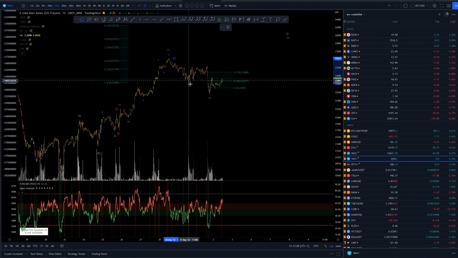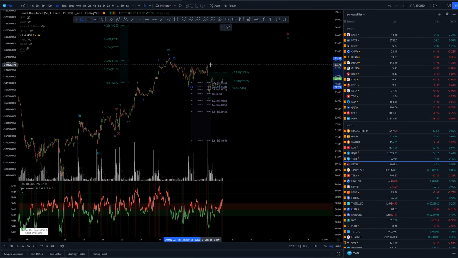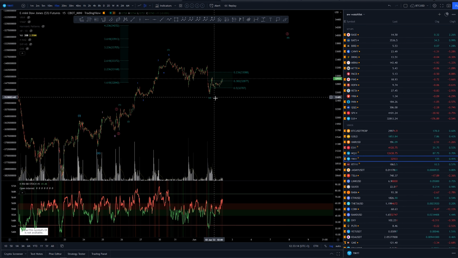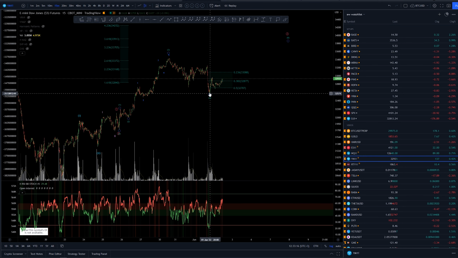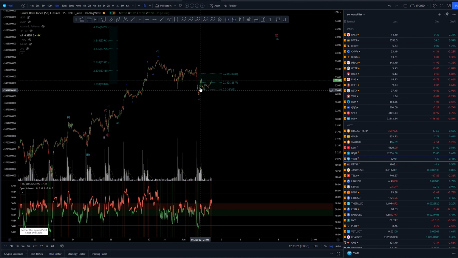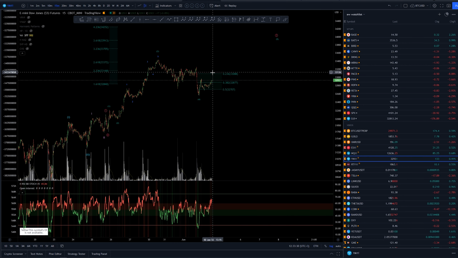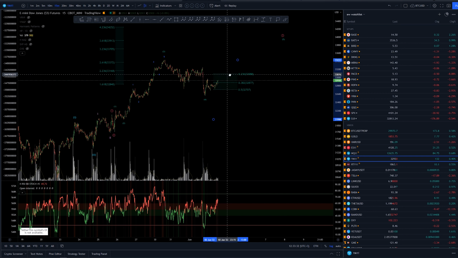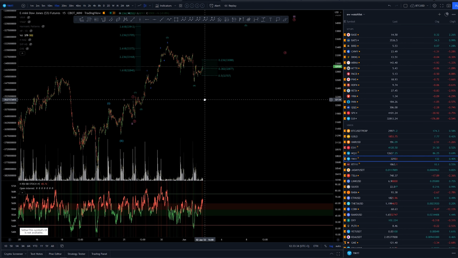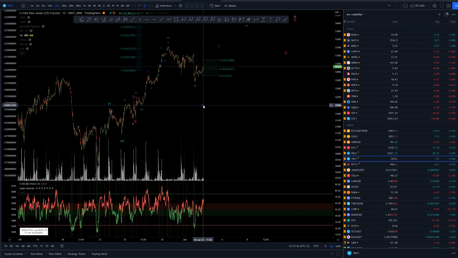Let's measure this thing here. 1-to-1 extension right onto the dot. So it definitely looks like a three-way move here. Could even be a zigzag if you want to label it as such. This could be some kind of leading diagonal. Really, really impulsive C structure here for the wave 4, but pretty similar overall to what we have had on the other indices.